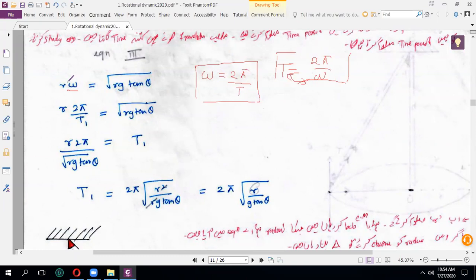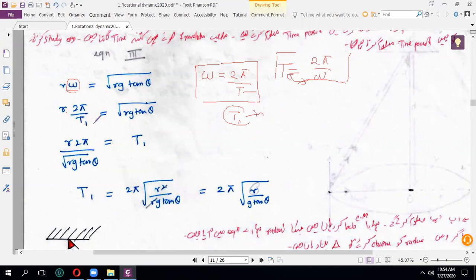Now put this 2 pi upon T here. So what we are getting, r into 2 pi upon T1. Why I am putting here T1? ताकि confusion ना हो, because T is the time period formula and T1 is the time period of conical pendulum. Correct?